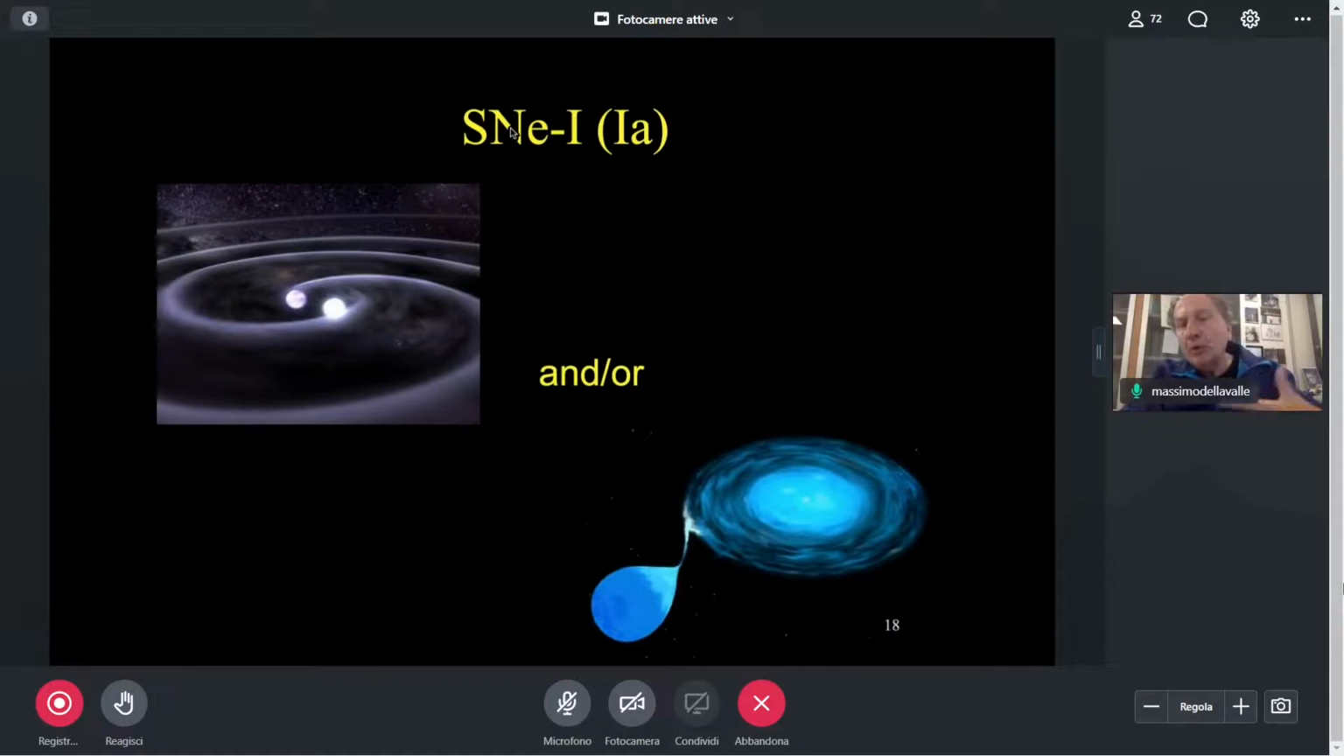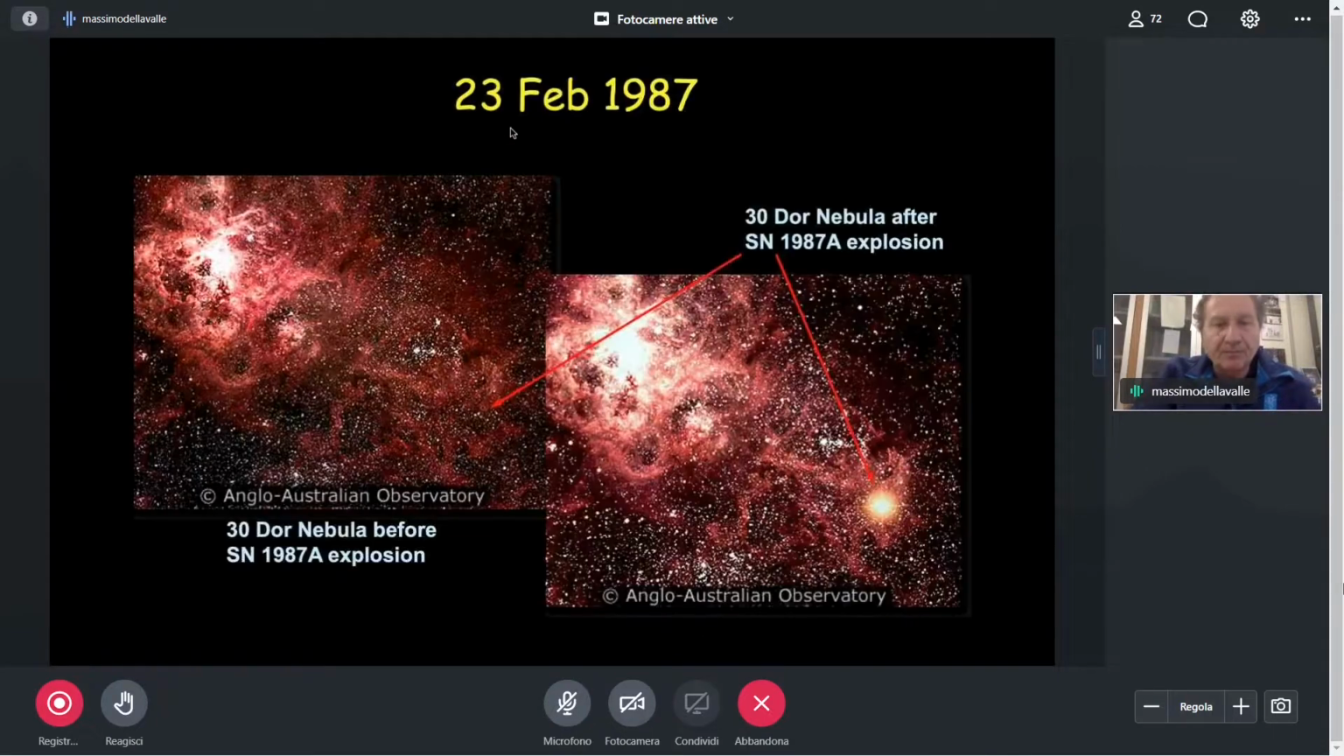What about type Ia that we see now, which we call type Ia in the modern classification? Well, they come from the disruption of a carbon-oxygen white dwarf in a binary system. It is still a matter of question if the binary system is formed by two white dwarfs or by a white dwarf which accretes material from an evolved low mass secondary companion.